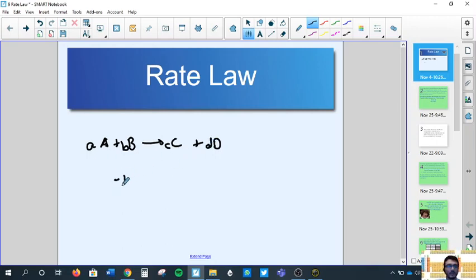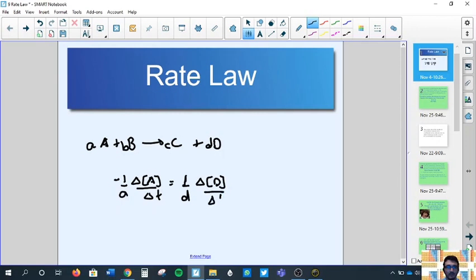We saw that you can relate each of them in a certain way where your reactants are all negatives, and we'll just do a couple. The rate of change of the concentration of A can be expressed in this way, delta over delta t, and this is related to, let's say, D, where it's a positive value, over the coefficient, and again, the rate of change of the concentration of D.